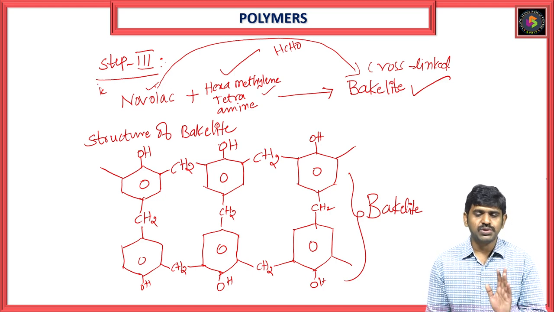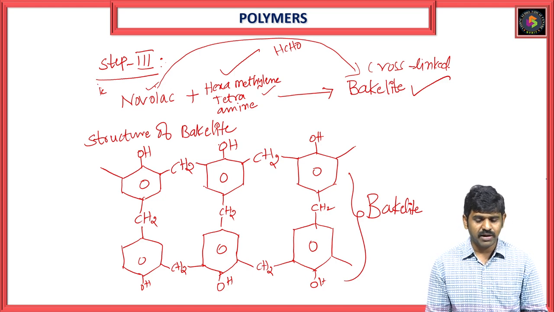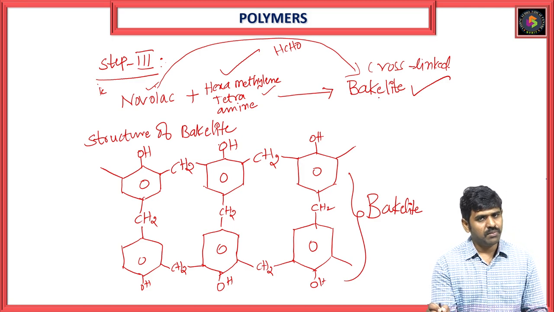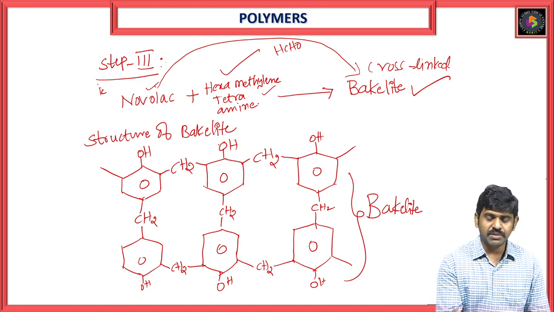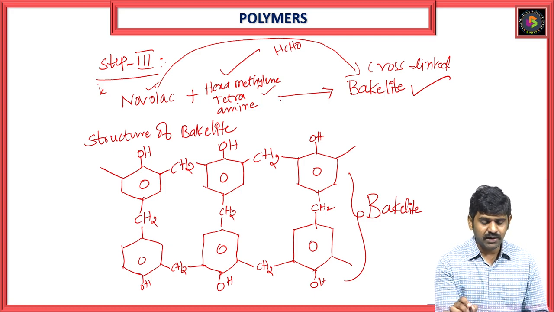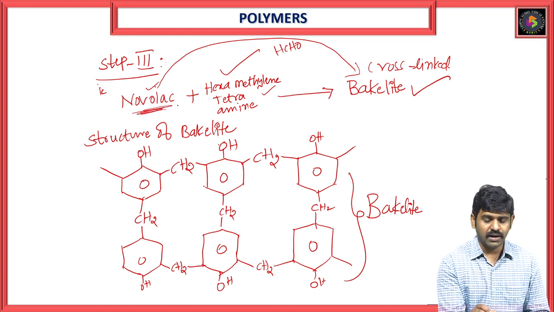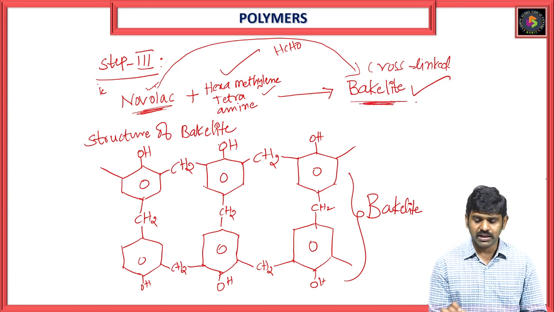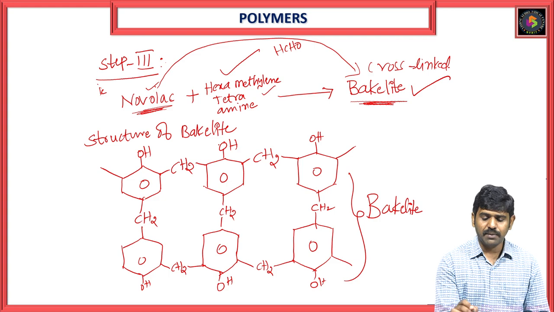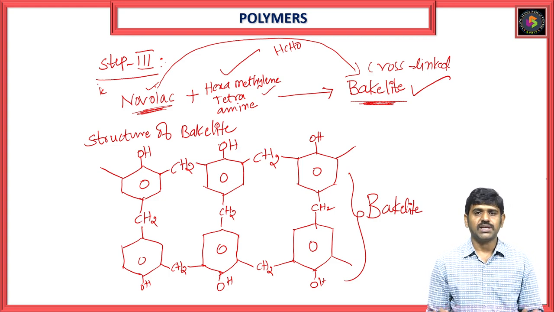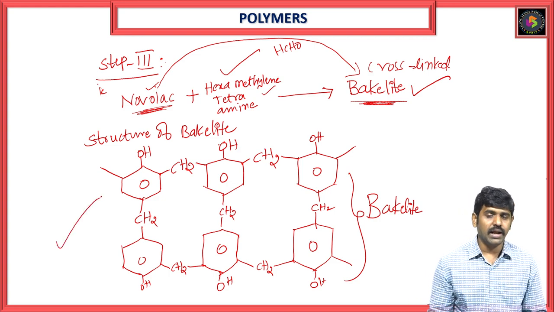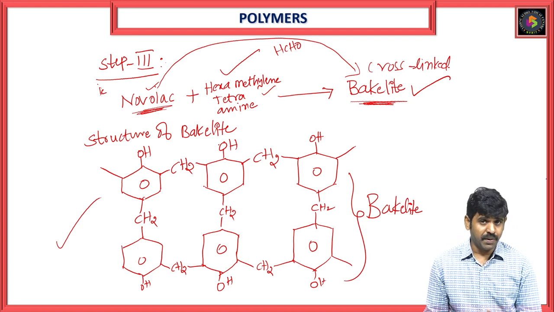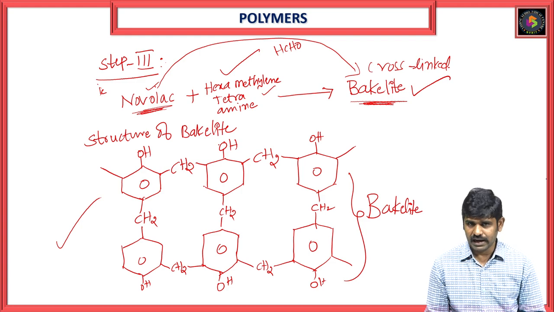Next, coming to step 3. Here at this point during molding, hexamethylene tetramine is added. So hexamethylene tetramine plus novolac gives rise to bakelite. The addition of hexamethylene tetramine provides formaldehyde and converts this novolac into a hard, insoluble solid of cross-linked structure, that is bakelite. So this is about preparation of bakelite.